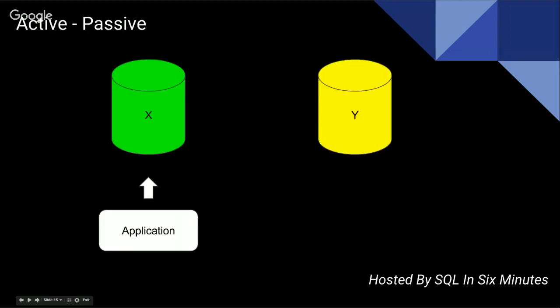So let's begin with the active passive model. One moment, I'm going to mute and get a drink.